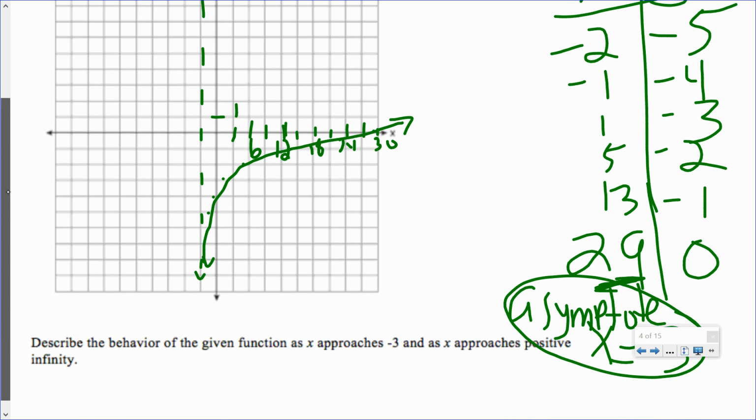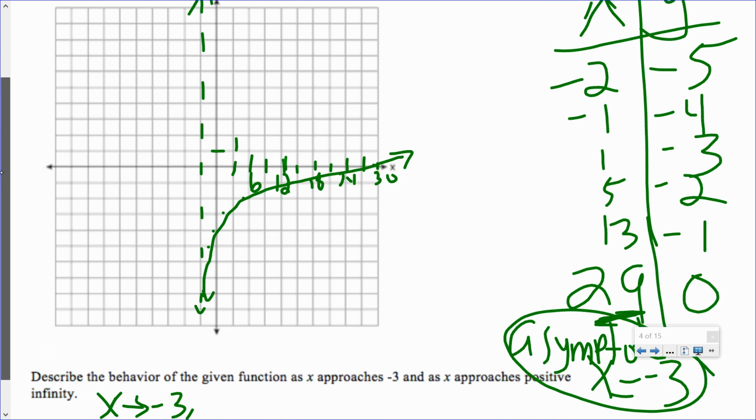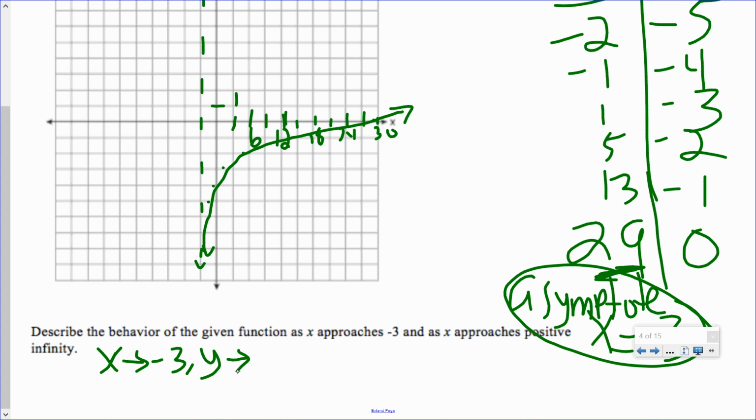Now, describe the behavior of the given function as x approaches -3. So we talked about end behavior. This is kind of a question talking about that. As x approaches -3, the graph, which is y, approaches, since it's pointing down, -infinity. As x approaches +infinity, as we go to the right, well, the graph is pointing up and right, so y approaches +infinity.